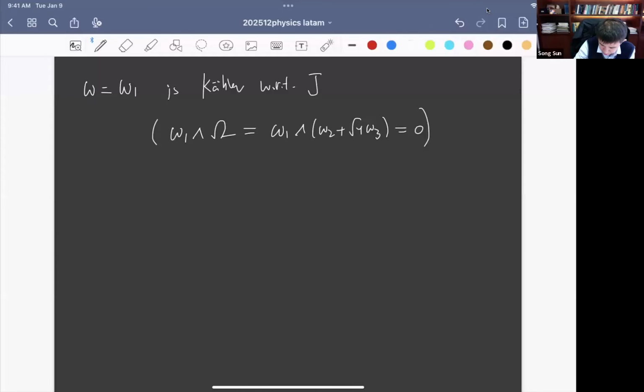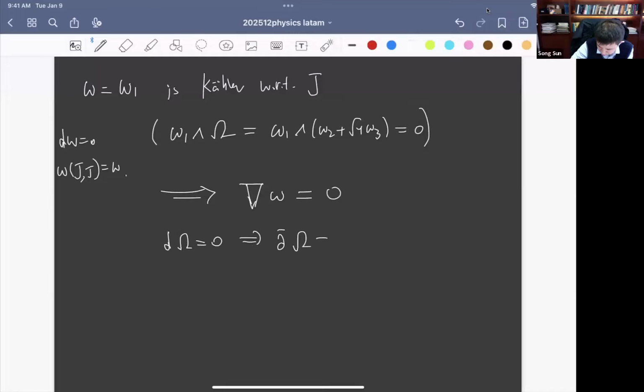Because omega is Kähler, d omega is 0, right? Omega j. And for a Kähler form, we know that omega is actually parallel. Omega 1 is parallel, and d omega is 0. It's holomorphic too, so in particular, partial bar omega is 0. It's a holomorphic two form.